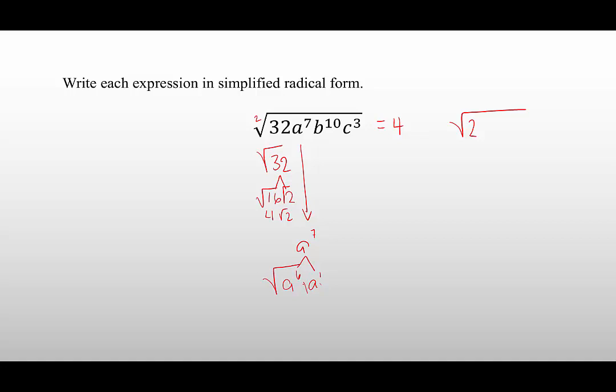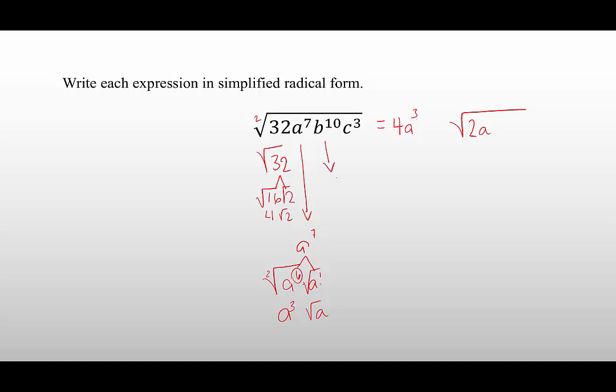The square root of a to the 6th, remember how we do this? We take the exponent and divide it by the index. So that'd be 6 over 2, which is 3. And the square root of a is going to remain the square root of a. So joining the 4 outside the radical will be a cubed. Left under the radical will be 1 factor of a.